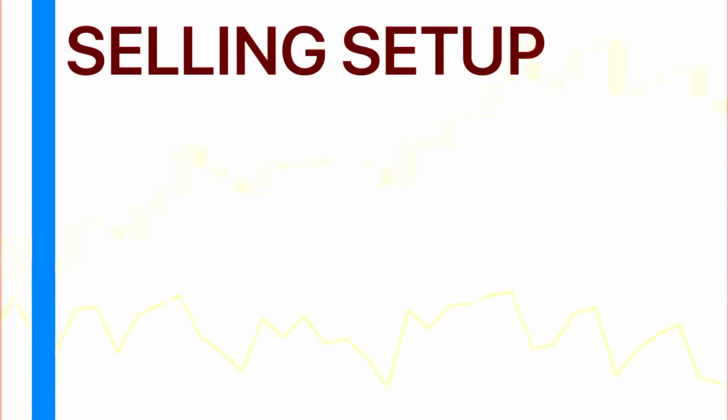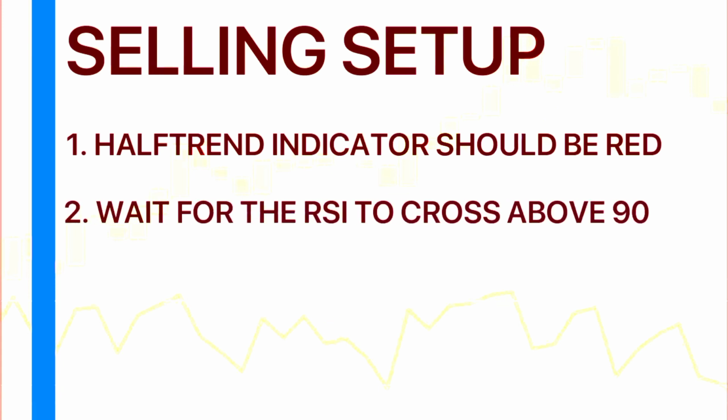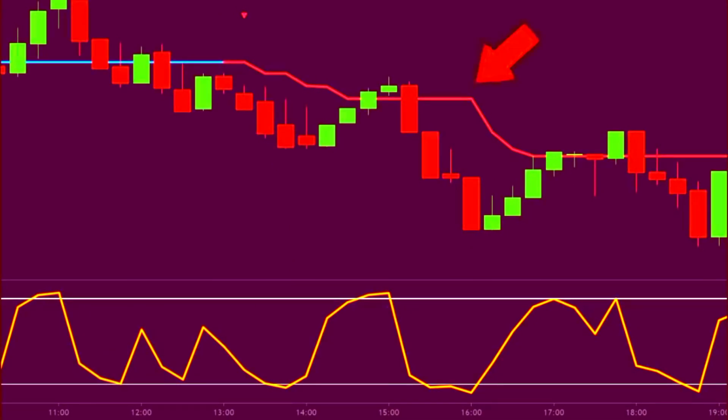Now let us look at the rules for selling. Rule number 1, the half-trend indicator should be red. Rule number 2, wait for the RSI to cross above 90. Rule number 3, enter at the break of the low of the trigger candle. Here is an example. We can clearly see that the half-trend is red.